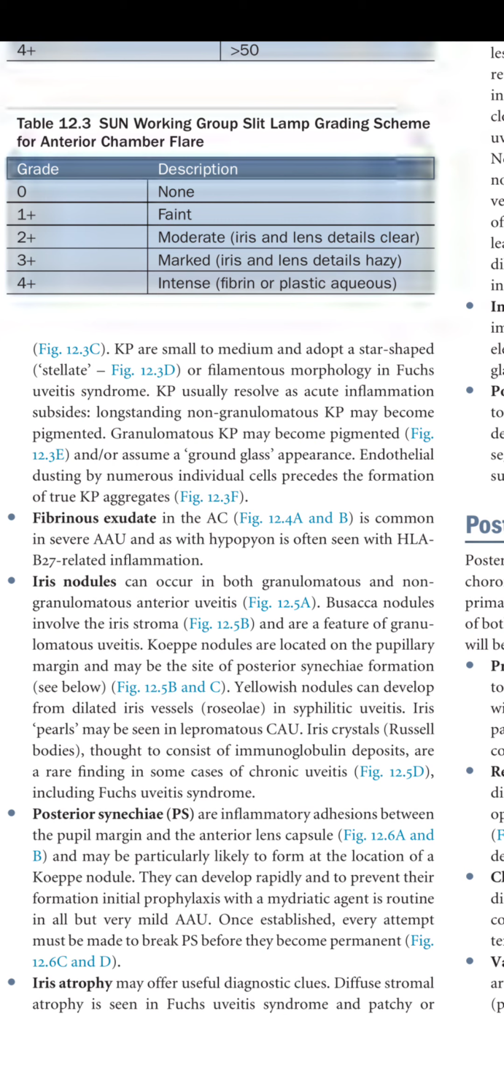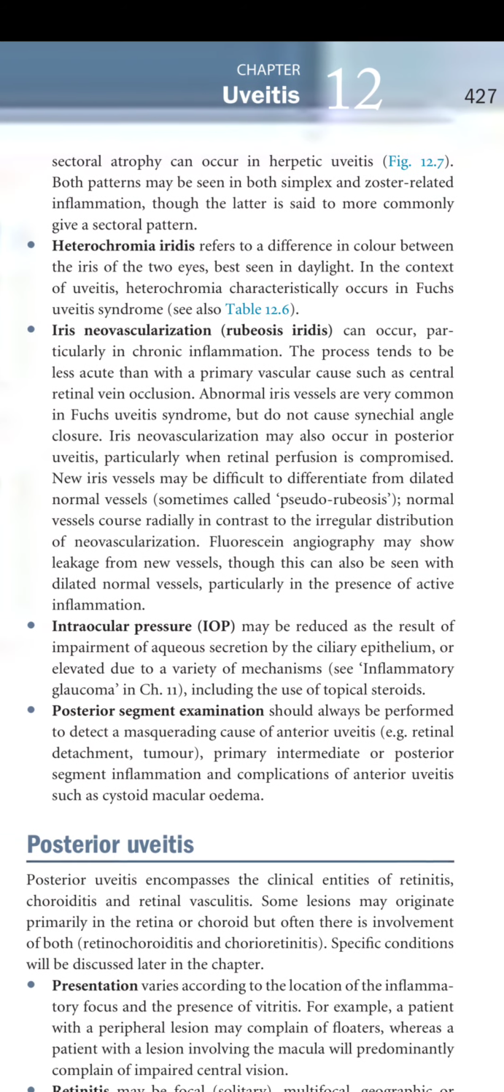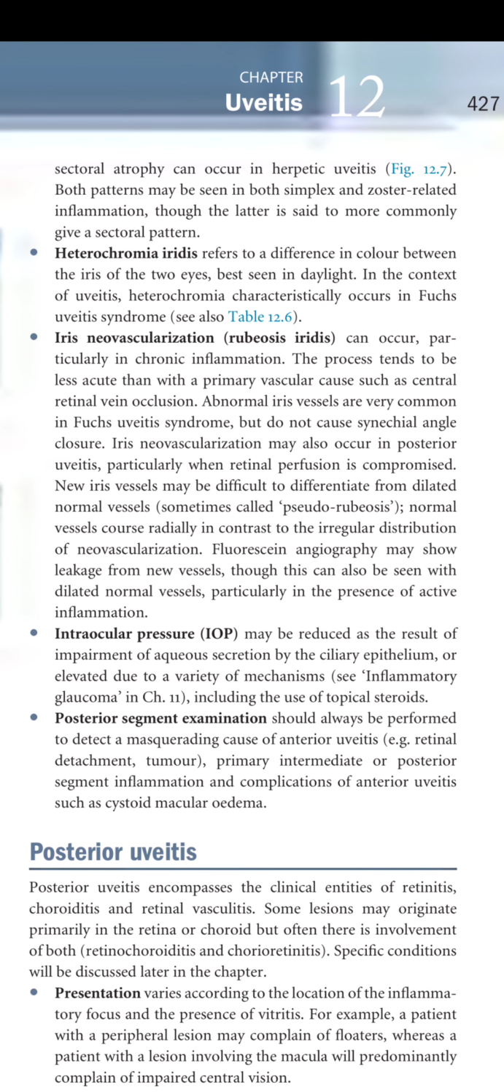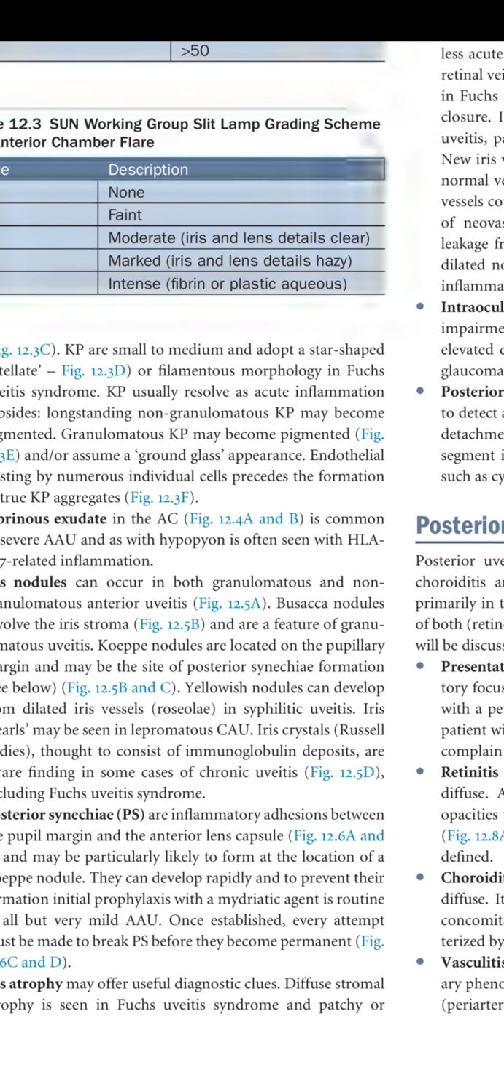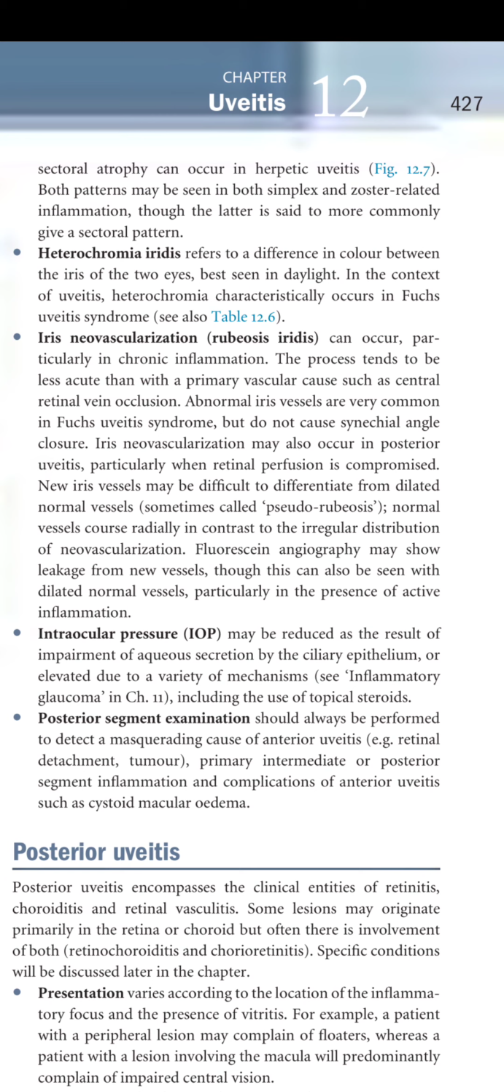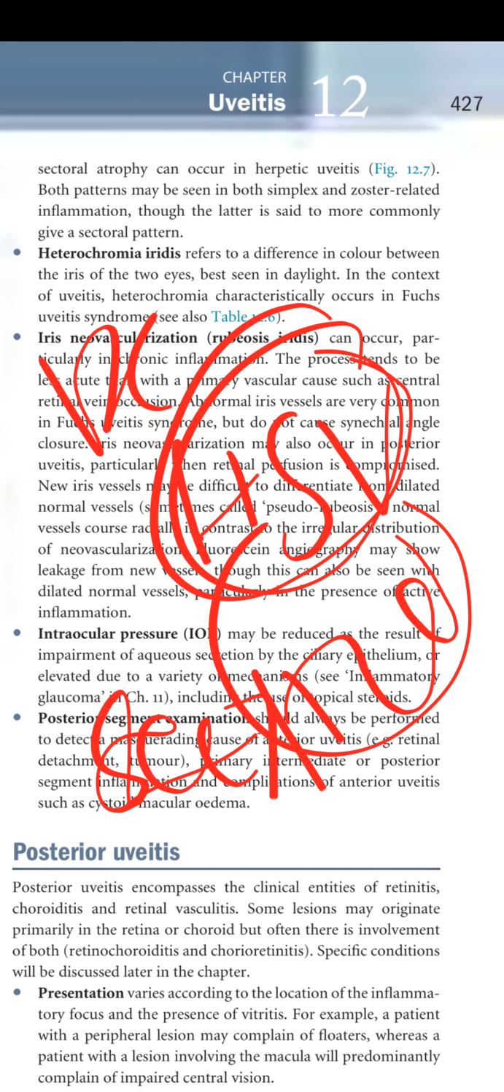Iris atrophy may offer a useful diagnostic clue. Diffuse stromal atrophy is seen in Fuchs uveitis syndrome, and patchy or sectoral atrophy can be seen in herpetic uveitis. So diffuse atrophy is seen in Fuchs uveitis, whereas sectoral atrophy is seen in herpetic uveitis. It can be due to herpes simplex virus or herpes zoster virus, and inflammation in the latter is said to more commonly give a sectoral pattern. So zoster will give the sectoral, whereas HSV will give a patchy atrophy.